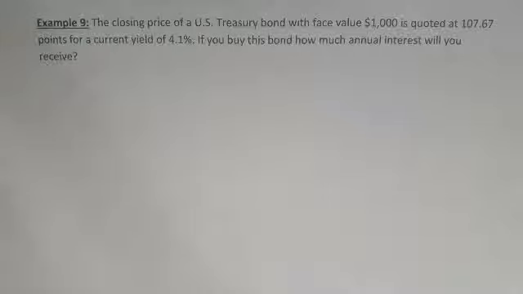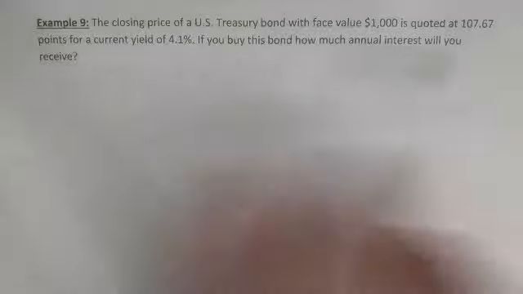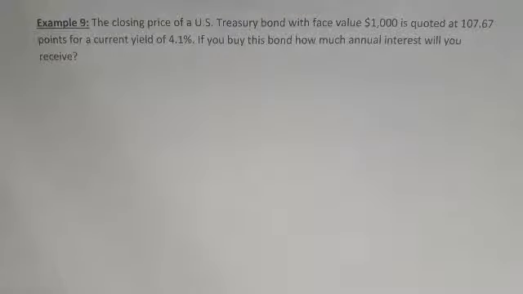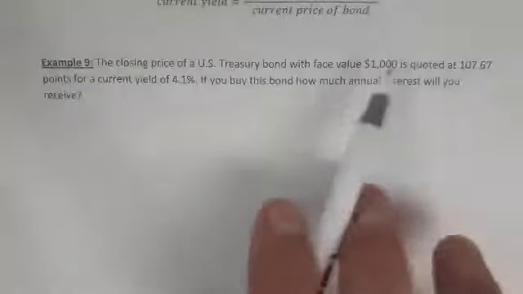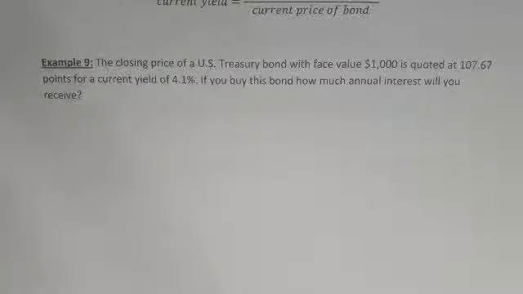The closing price of a U.S. Treasury bond with a face value of $1,000 is quoted at 107.67% or 107.67 points for a current yield of 4.1%. Sometimes they will give you a bond and they will give you points. What they mean is the current price of the bond is 107.67% of the $1,000.